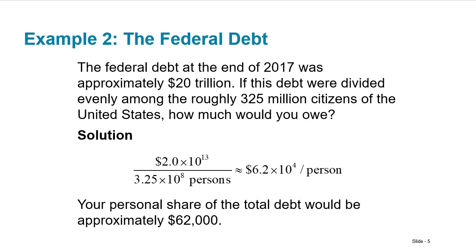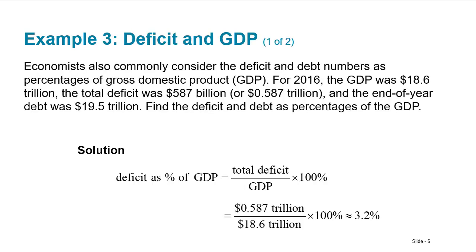If this debt were divided evenly among the roughly 325 million citizens of the United States, how much would we each owe? Well, those are some big numbers, so we've got to use some scientific notation, which ends up giving us an answer of 6.2 times 10 to the fourth, which when you put the numbers into perspective is $62,000 per person. I know I don't want to pay my share.